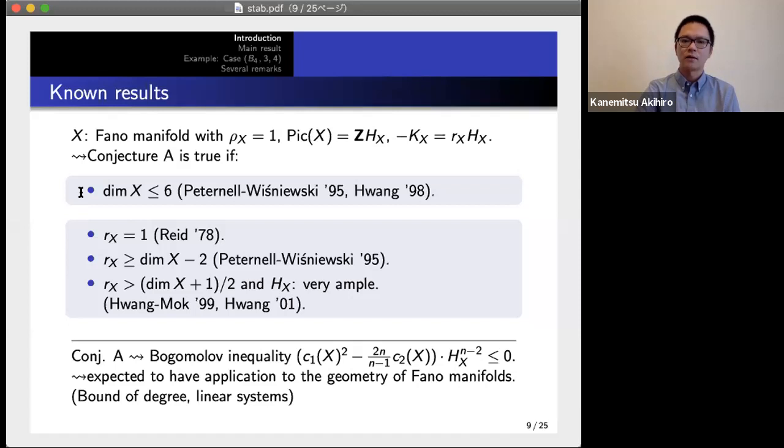With this definition, first, in lower dimensional cases, in dimension at most 6, this conjecture A is known to be true. And this is due to Peternell, Druel and Huang. Second, without any condition on dimension, but with some conditions on the index, the conjecture is known to be true. For example, if the index is 1, then the tangent bundle is semi-stable. And this is proved by Reid. And also, if the index is sufficiently large, then the tangent bundle is semi-stable. And these are proved by Peternell, Huang, and Mok.